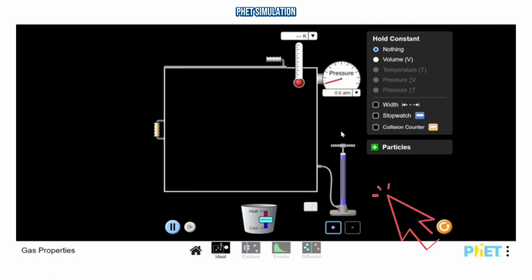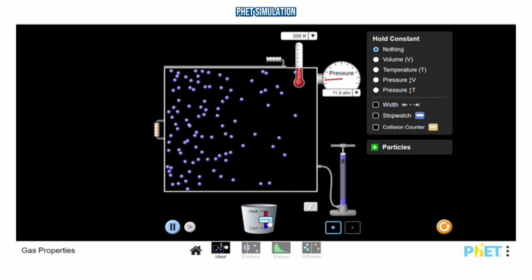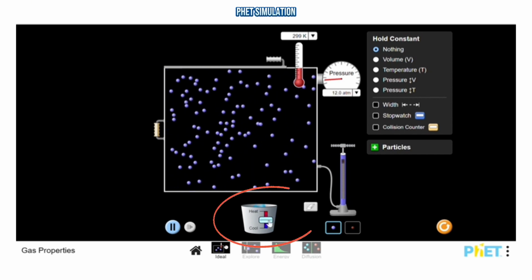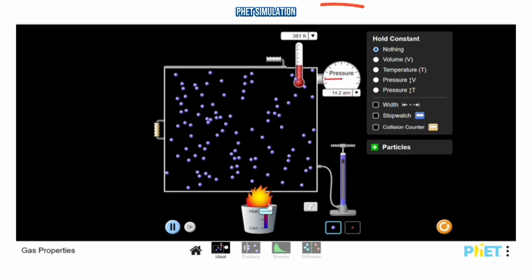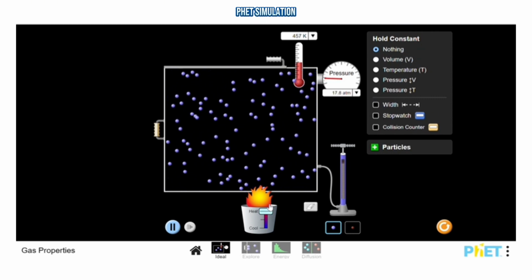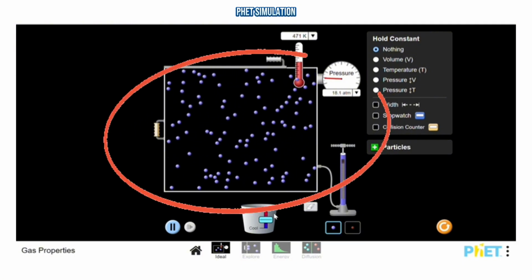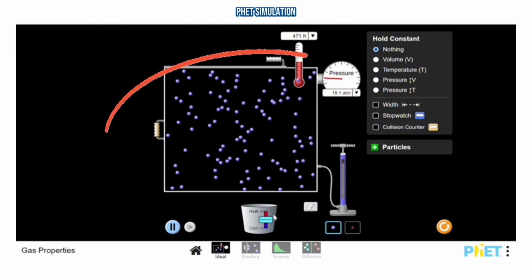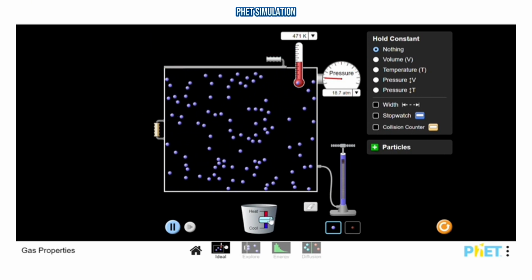First thing to do is to add gas particles in the container using the manual pressure pump. Then, we will try to heat the particles by dragging the heat bar upwards. Look at the temperature and pressure. It increases. Now, what happens to the movement of the particles inside the chamber as the temperature and pressure increase? It moves at a faster rate.